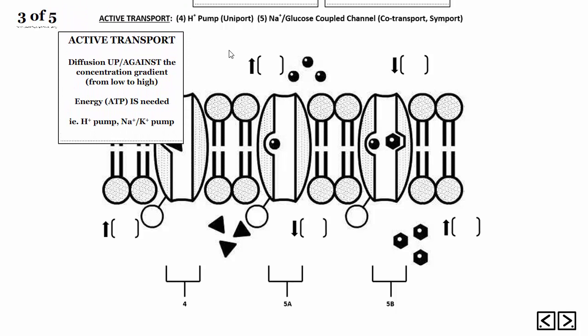Active transport is the diffusion up or against the concentration gradient. So we're not going down and with the concentration gradient anymore. We're going up or against the concentration gradient. So we're moving from low concentration to high. So against or up. Energy in the form of ATP is needed. Passive transport did not require energy. The following models here will require energy. And our examples are the hydrogen ion pump and the sodium potassium pump.